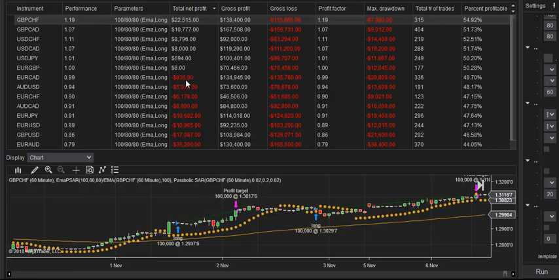But then the big highlight is all of these currency pairs below that. Every single one of these, going all the way down to the euro AUD, is running at a loss. In fact, the loss on the euro Aussie is greater than any profit we've made on the pound franc.